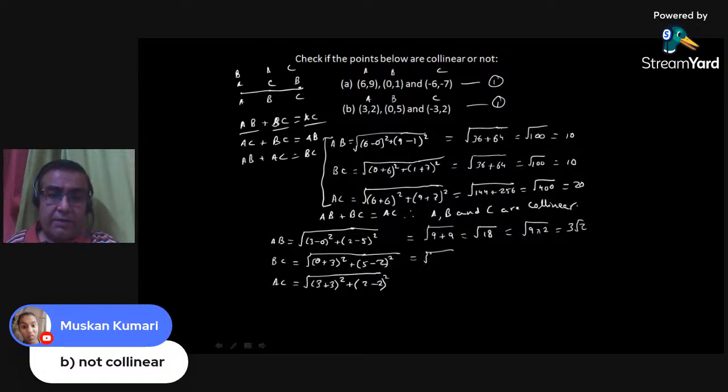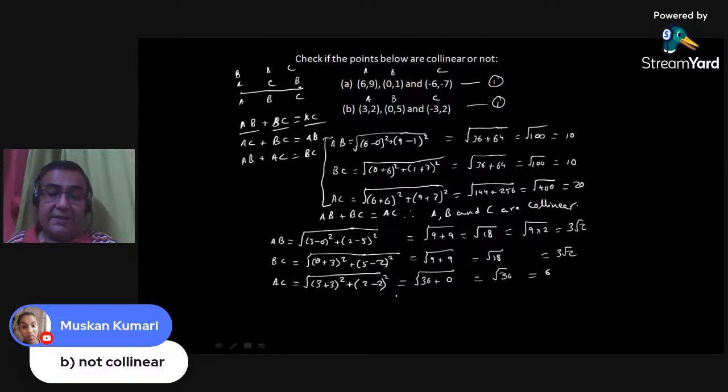Here, what do we get? 0 plus 3 is 3. 3 square is 9 plus 5 minus 2 is 3. 3 square is again 9. So again it gives me root 18, which again is equal to 3 root 2. And what do we get AC equal to? That will be 3 plus 3 is 6. 6 square is 36. And 2 minus 2 is 0. So 36 plus 0 gives me the square root of 36, which is equal to 6.